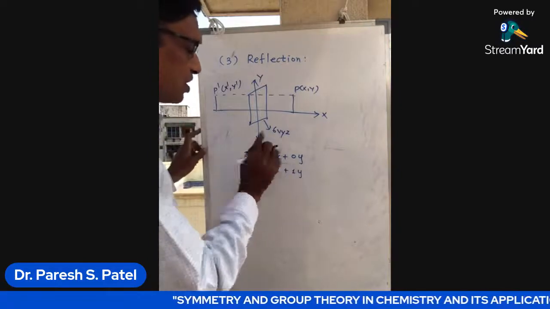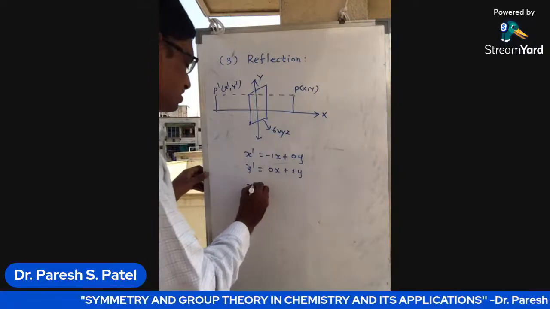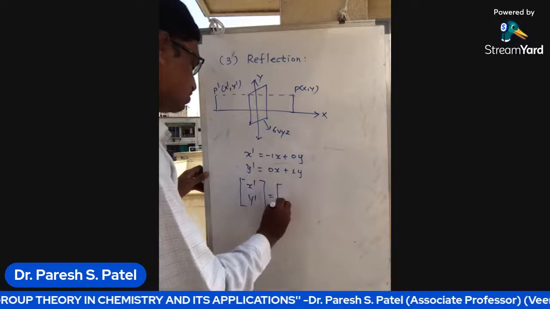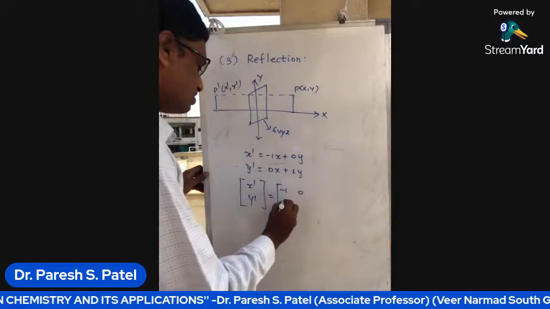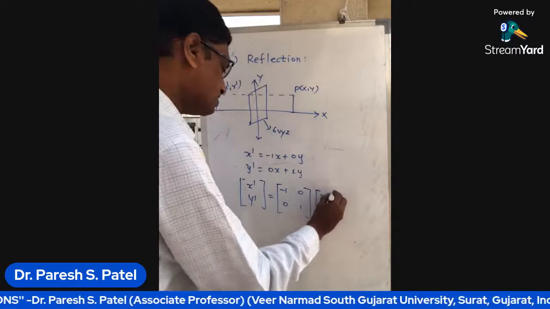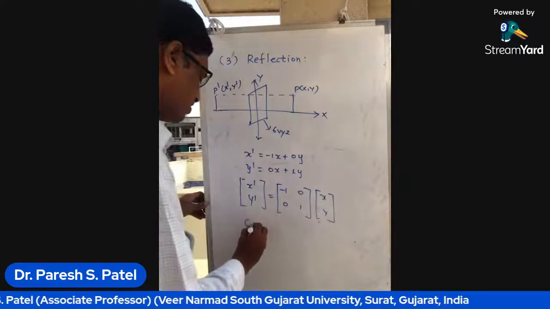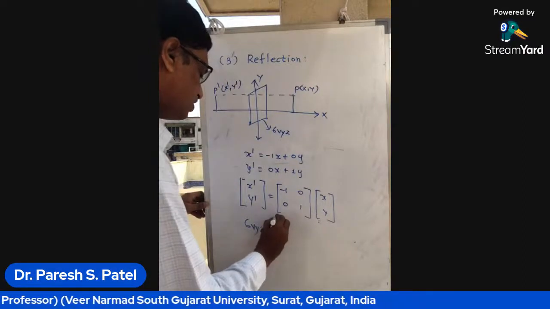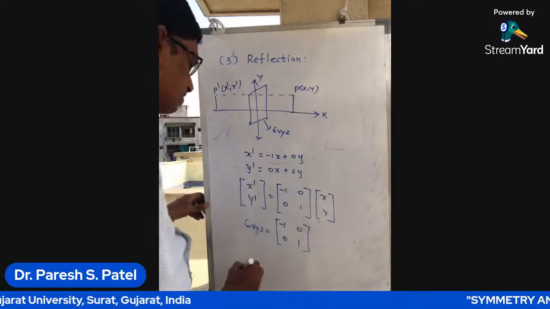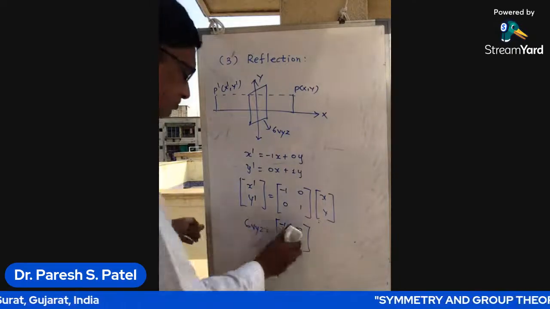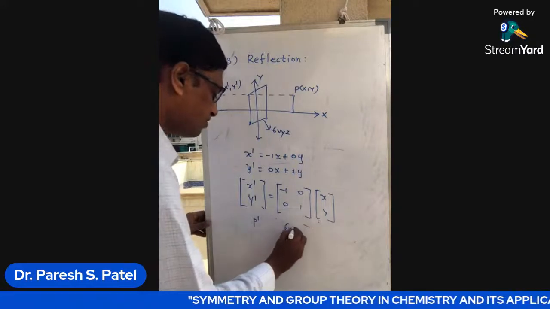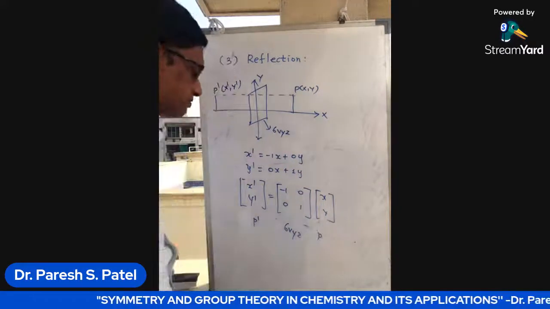So 0 into x plus 1 into y. So x dash, y dash is equal to minus 1, 0, 0, 1, into x and y, which remain as it is. So here sigma v yz is equal to minus 1, 0, 0, 1. This is p dash, this is sigma v yz, and this is p.